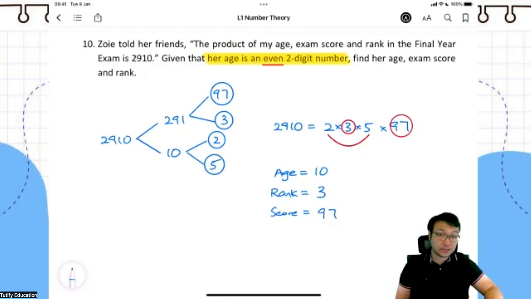And of course, it's important to read the question. The age is an even 2-digit number. They already gave us a very good hint. So we know that the age must be 10 years old because we are combining the number 2 and the number 5 to get 10 years old. Okay, you cannot combine anything else. If you combine 2 and 3, you get 6 years old. This is not a 2-digit number. It must be 2-digit, right? So the only possibility is 2 times 5. That is her age. Anyone have any question? Raise your hand.